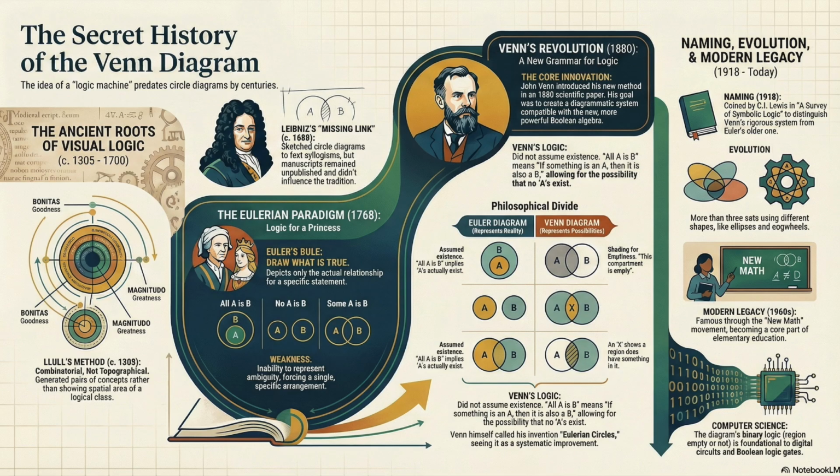The system needed a complete overhaul. It needed a standardized, comprehensive template. And that need for a standardized template brings us squarely to John Venn. We're transitioning now from Euler's intuitive, illustrative method to Venn's rigorous algorithmic system.